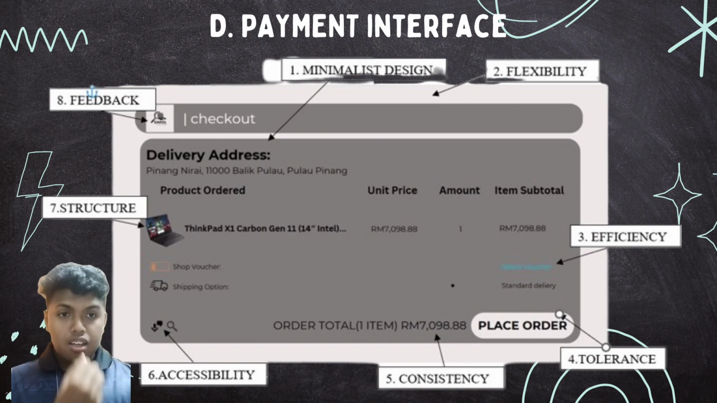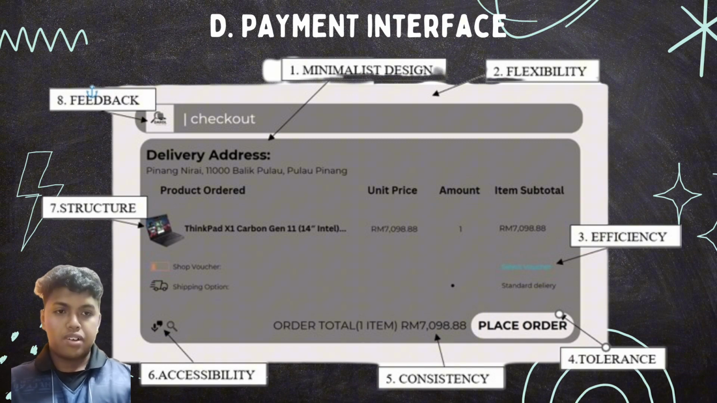Number 3, efficiency. Allow users to save payment methods and vouchers for future use. Number 4, tolerance. Give users an indicator to proceed to the next step when all the payment details are correct. Number 5, consistency. Maintain a consistent payment interface with recognizable payment pages.